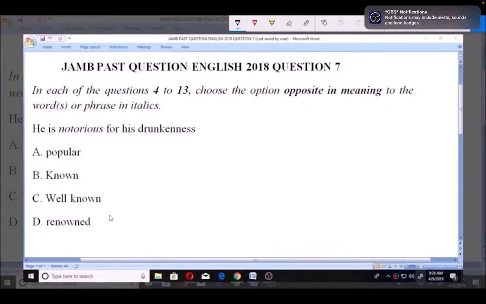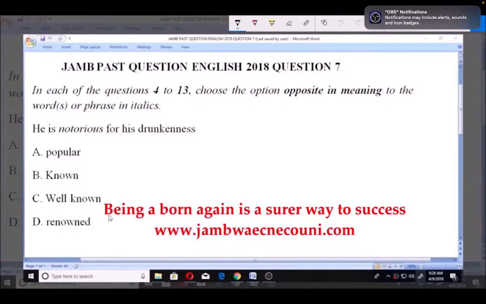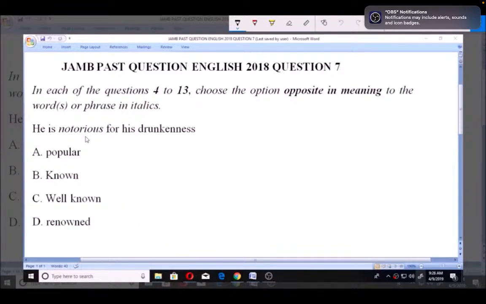So which of the following has meaning that is opposite to the word notorious? Now, for us to be able to understand this and answer appropriately, we need to know the definition of the various words that are involved. So let's take a look at the first word, which is notorious. What does notorious mean? Notorious simply means widely known for something bad, infamous. So that's the meaning of notorious.